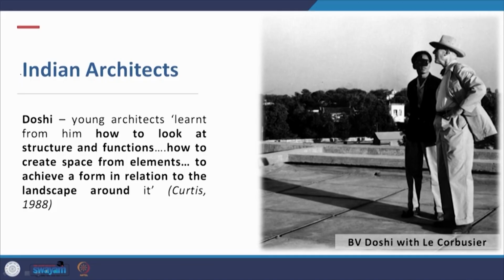Doshi said that young architects learned from Corbusier how to look at structure and functions, how to create space from elements and to achieve a form in relation to the landscape around it.